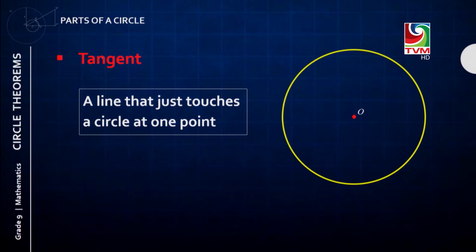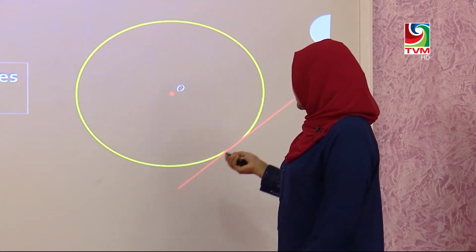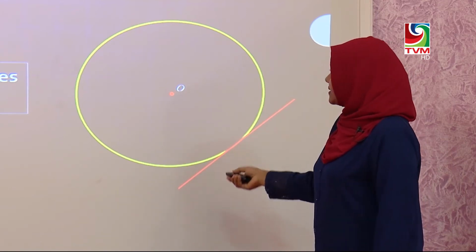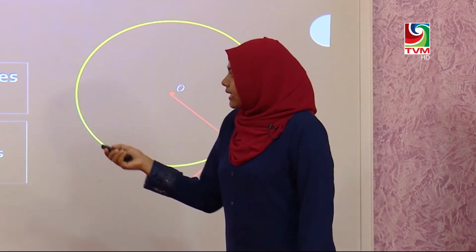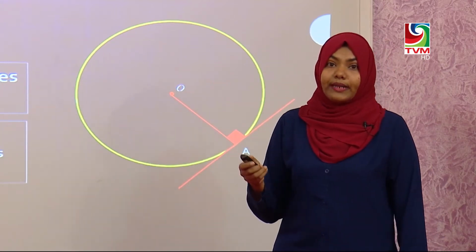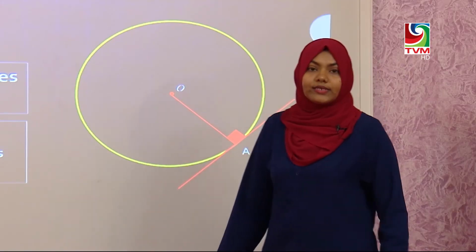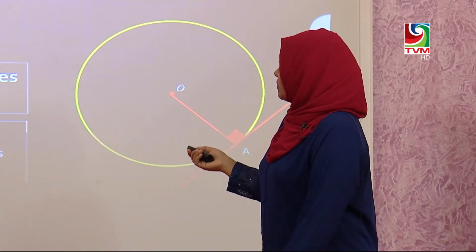Tangent. A line that just touches a circle at a specific point is the tangent. From here you can see this red line touches only one specific point on the circumference, and a tangent to a circle is always perpendicular. It is very important that you understand, if a tangent touches the circle, it will always be perpendicular to the radius. Where it is perpendicular, it will always be shown as 90 degrees. Now, those are the parts of the circle.